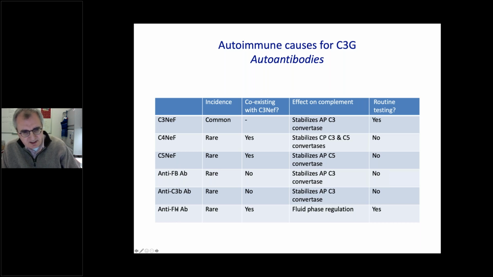Those in atypical HUS are against the C-terminal end of factor H. These antibodies found in C3G patients, and they're rare, bind to the N-terminal end of factor H and basically take away the function of factor H. All of those antibodies, except for the C3nF, are rare and are definitely not yet a part of routine testing.